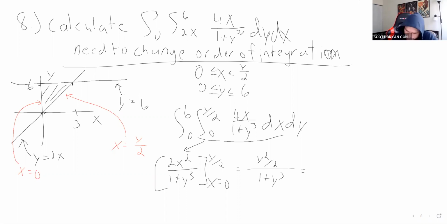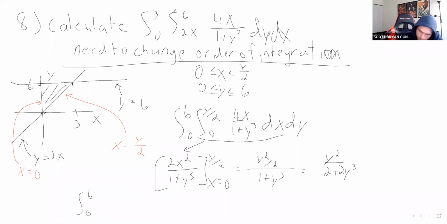And to make life a little easier, I just multiplied the top and bottom by 2 to get rid of the y squared over 2 part in the numerator. So we get y squared over 2 plus 2y cubed. Does everyone see where that came from? Okay, so then we plug that into the outer integral. And hopefully we can now evaluate it.